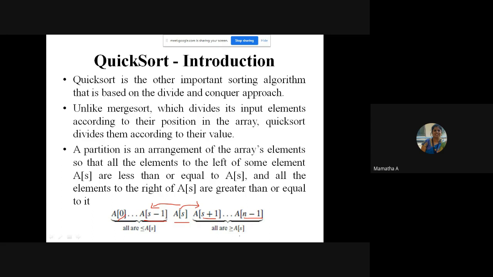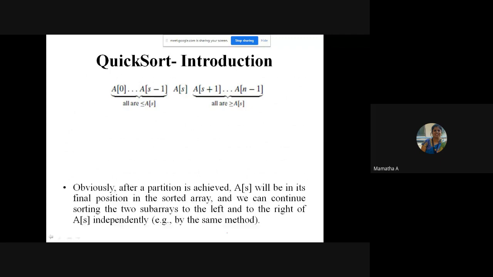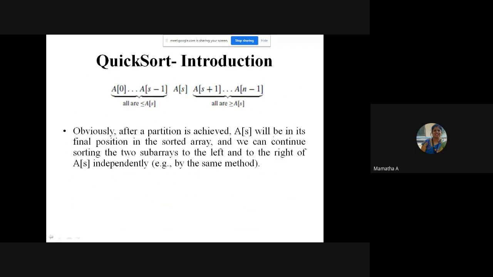This is called partitioning. And remember students, this E of S, when I deal with partitioning, will be placed in its final position as in the sorted array. The left and the right parts may not be sorted, but compulsorily they will be less than or equal to, or greater than or equal to E of S. So obviously E of S will be in its final position in the sorted array. And we continue sorting the two subarrays to the left as well as to the right.